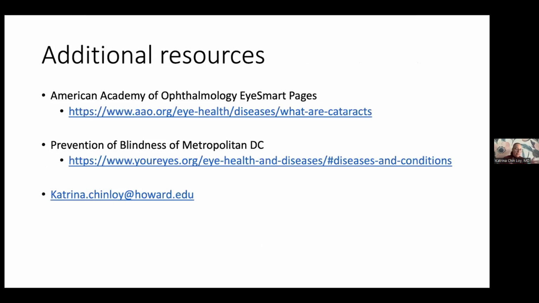That was pretty much all that I had in terms of the discussion because I want to give opportunity to talk to you guys. But if you need additional resources, the American Academy of Ophthalmology has a page called iSmart. They have a lot of different disease processes, and their page on cataracts is very helpful. Prevention of Blindness has their own resource page about diseases and conditions, and cataracts obviously is on there.